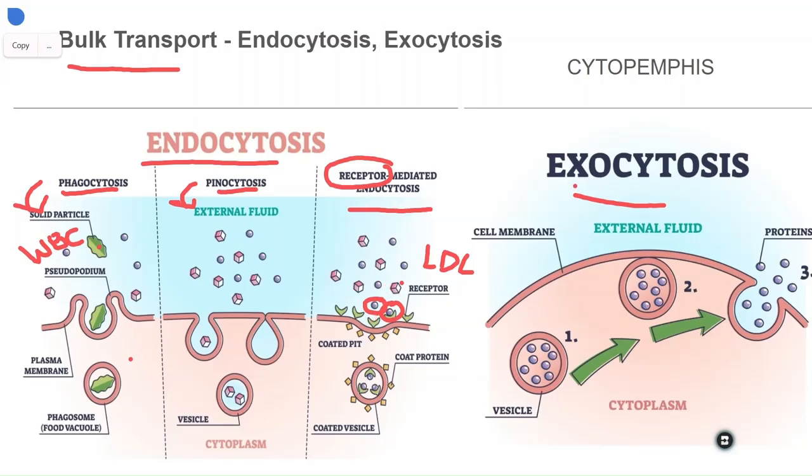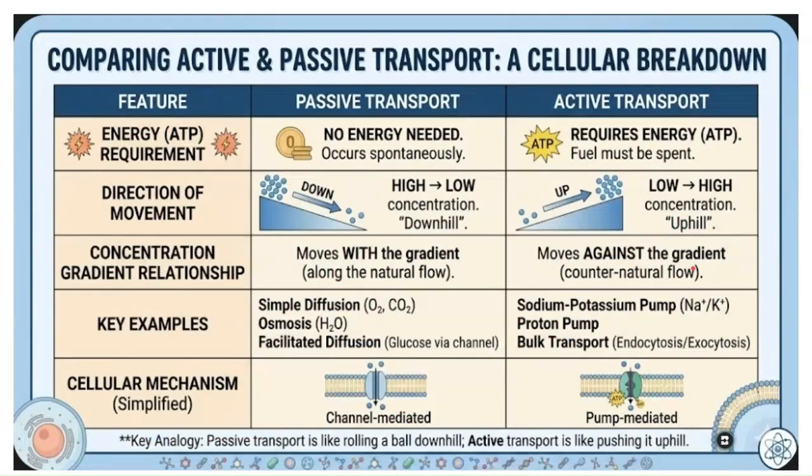Now next, exocytosis, throwing the substances out, right? So here you can see there is a formation of vesicle. We have learned the endoplasmic reticulum, as it produces proteins, it sends to the Golgi body. Golgi body will pack it in vesicles, and those vesicles are transported to the plasma membrane, and the plasma membrane sends those proteins out. So this is how bulk transport occurs.